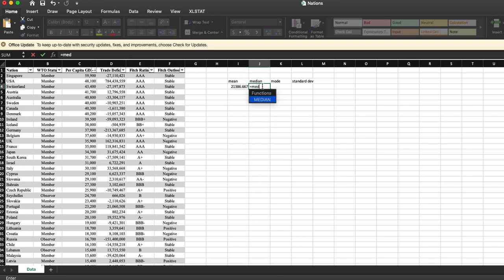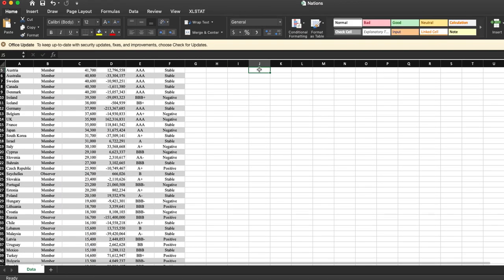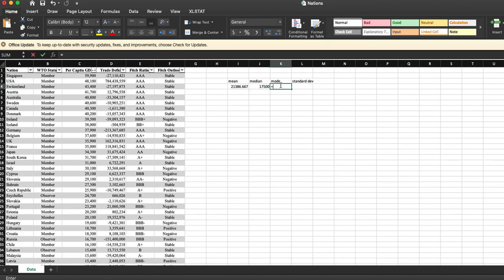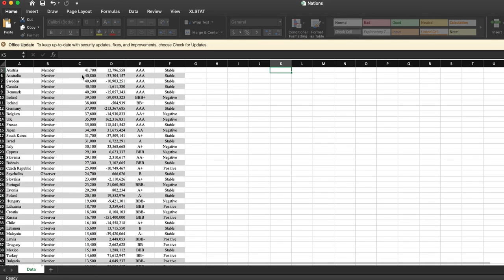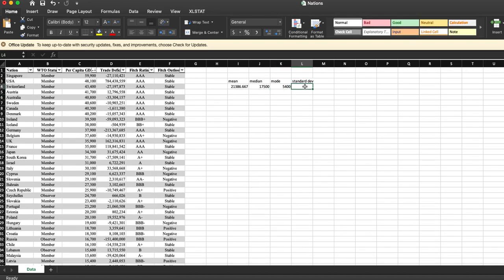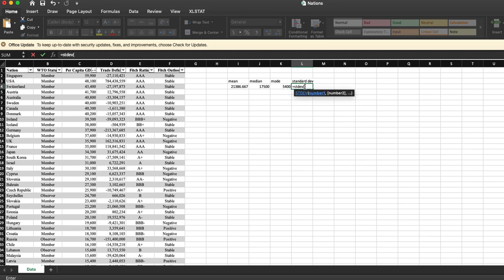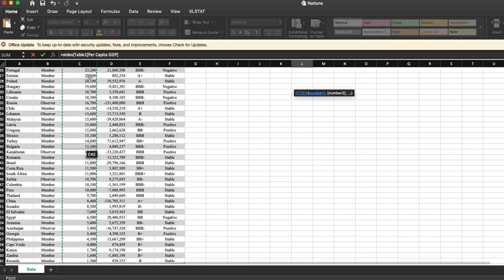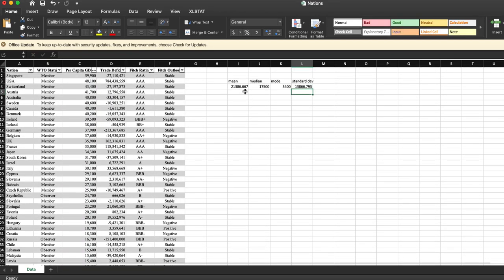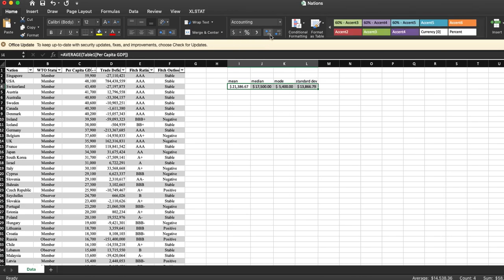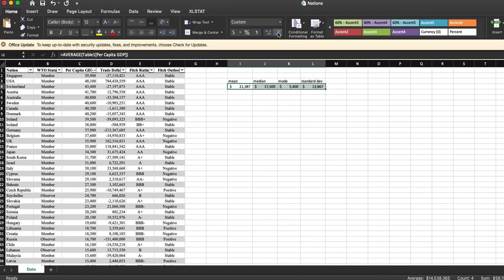So equals median. That is the way to tell Excel to give you the median. And there we go. Get the median. Mode. And standard deviation. Perfect. Let's reformat these a little bit easier to see. They're all in dollars, and I don't actually care about the cents.